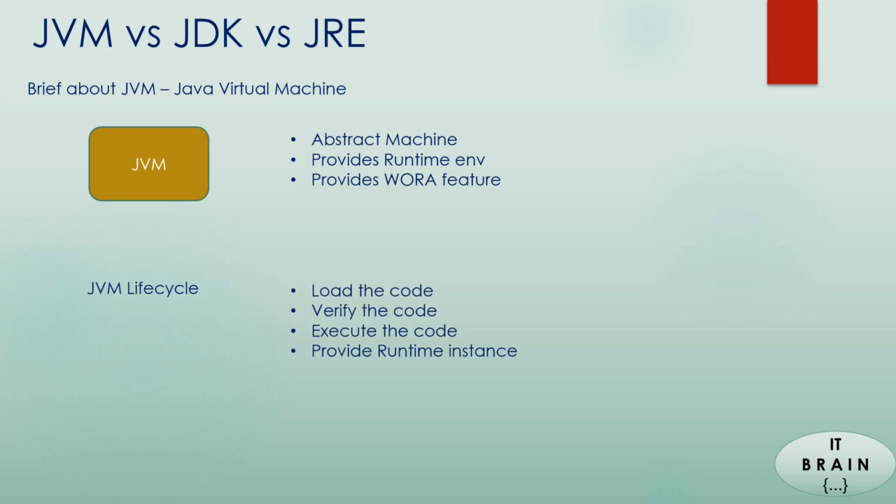Also, if you talk about the JVM life cycle, it basically depends upon the various phases. First of all, whenever you compile the code, your .class files or the bytecode files are generated, and it loads the code. It verifies the code, in the sense that it checks whether it is generated from a valid compiler, whether the syntax and everything is correct, and then it executes the code and provides the runtime instance. That's what the JVM does.